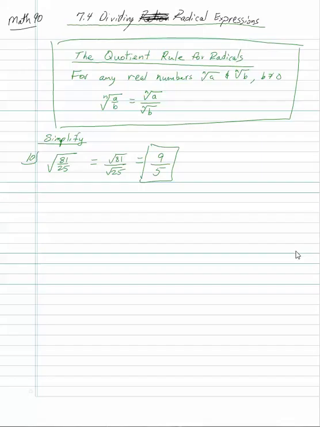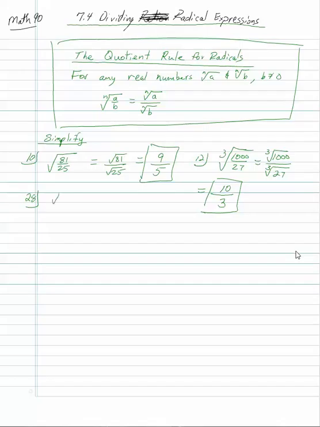Alright, let's look at number 12. 12 is cube root of 1,000/27ths. So we're going to use the same rule again. We're going to split it up into cube root of the top divided by the cube root of the bottom. And 1,000 is 10 times 10 times 10. So 3 tens inside make 1 ten outside. Cube root of 27. 27 is 3 times 3 times 3. So 3 threes inside make 1 3 outside. So we get 10 thirds.